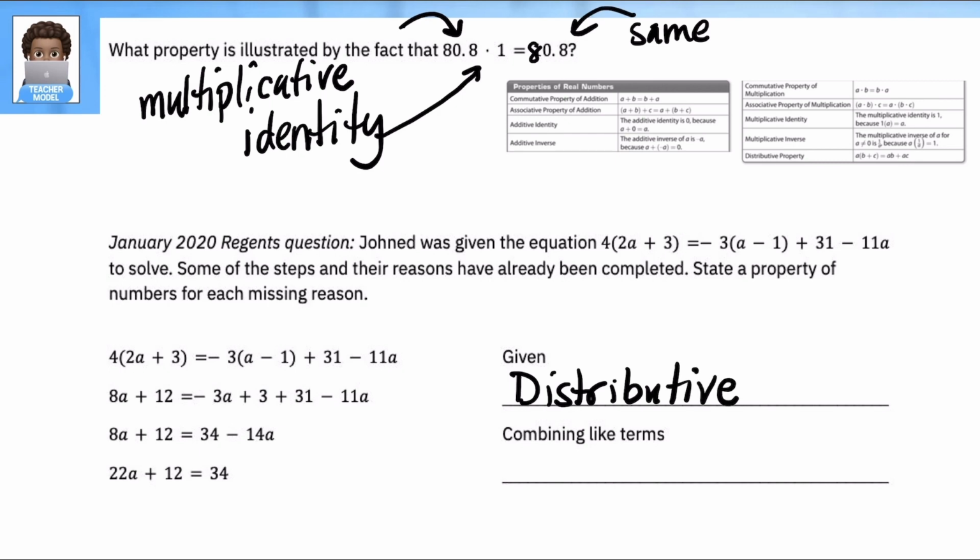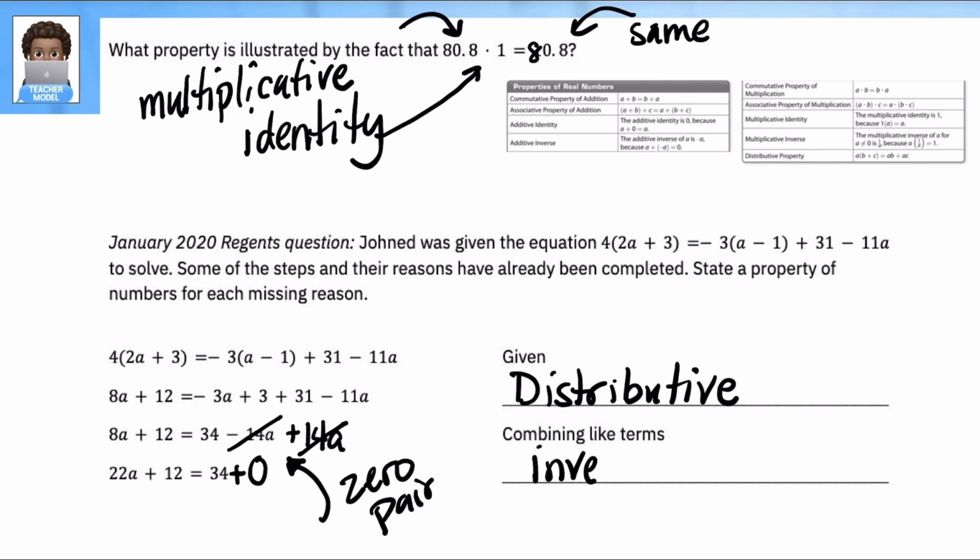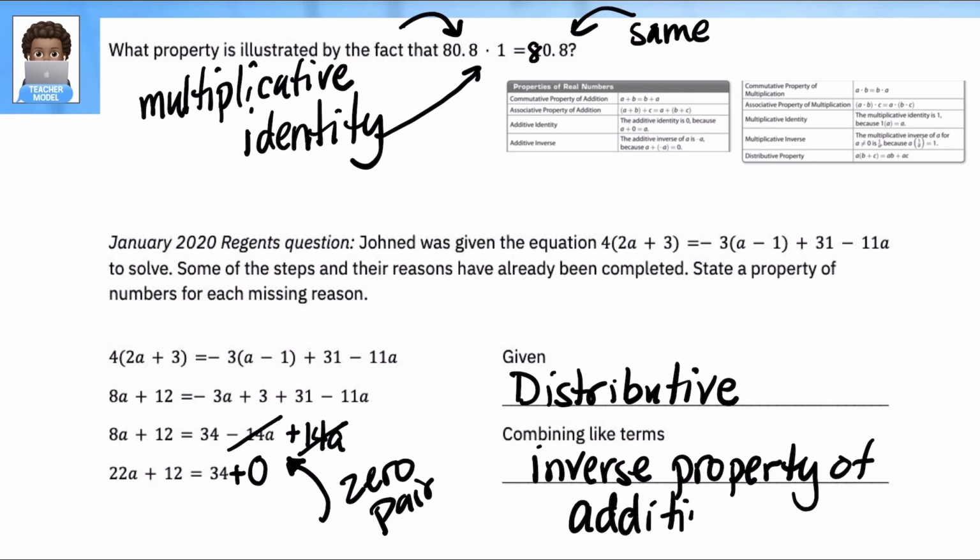And for the second one, how do I go from 8a to 22a? If you're not sure, you'll also notice that for negative 14a, nothing is here. So I have a 0 here. That is your big clue. I have a 0. That means they must have added its opposite to create a 0 pair. So this is the inverse property of addition. And they also added the same 14a on this side to get 22a.